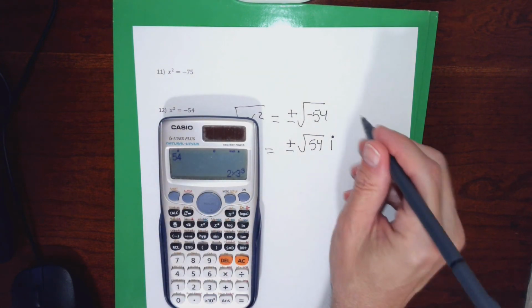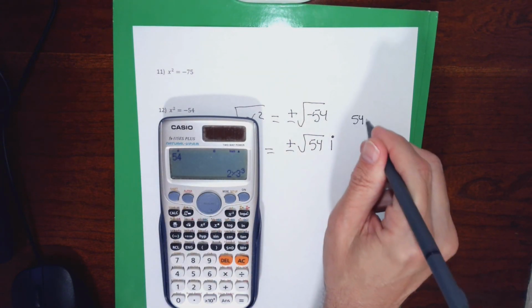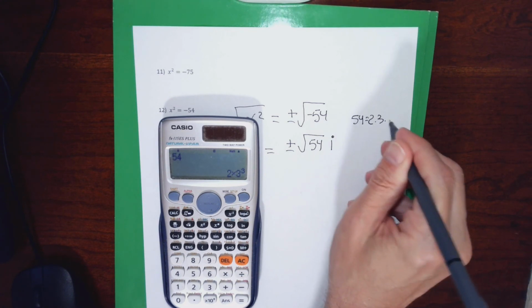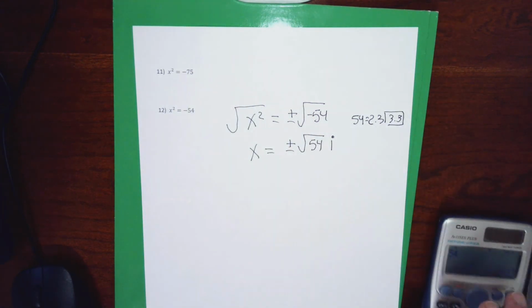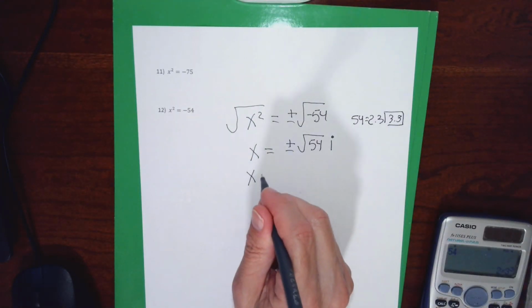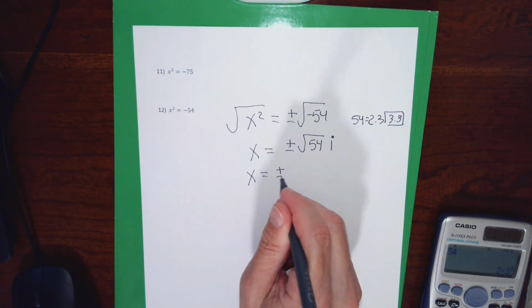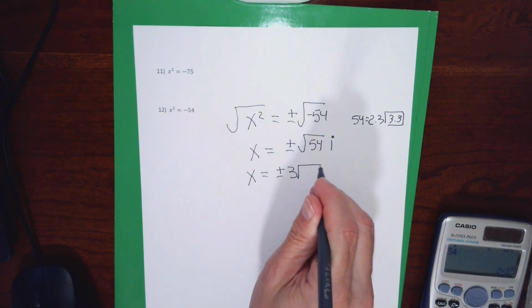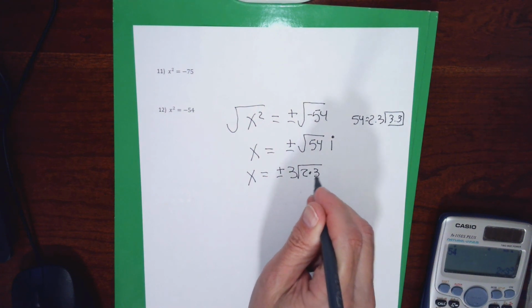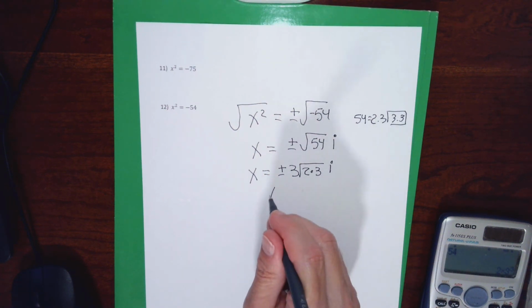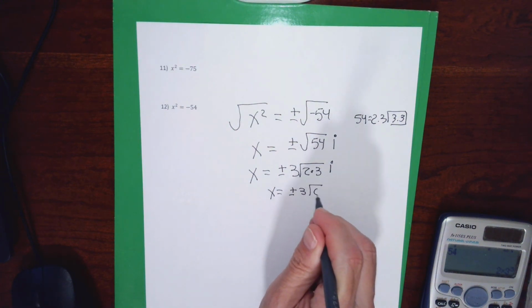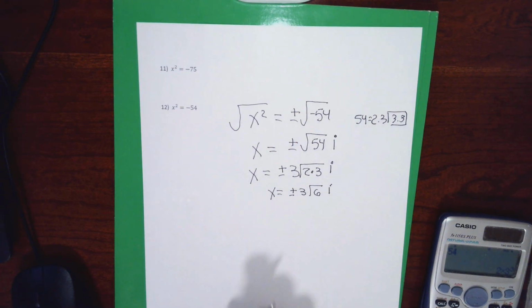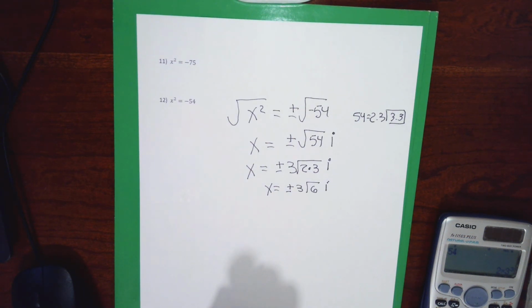Do a prime factor tree for 54. 54 equals 2 times 3 times 3 times 3. So the square root of 54 gets a 3 in front of the radical after the plus or minus sign. And under the radical, you get the 2 and the 3 that aren't paired up. So for 12, I think x equals plus or minus 3 square root of 6i feels good.